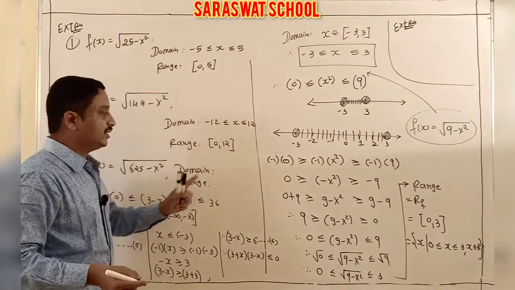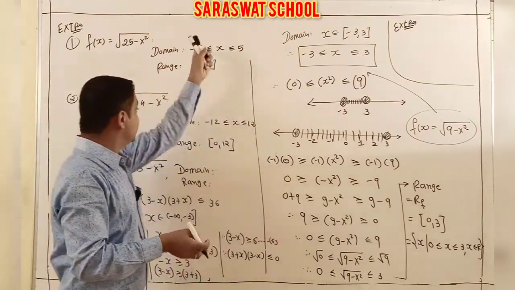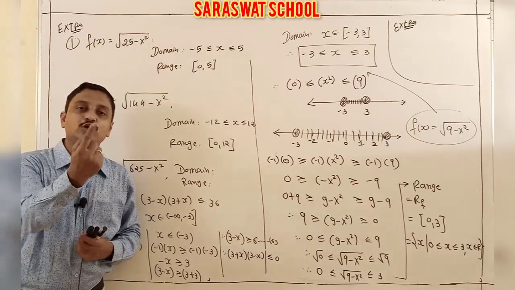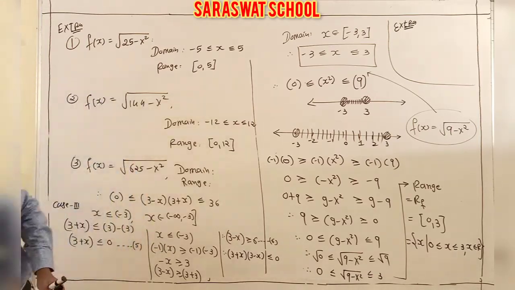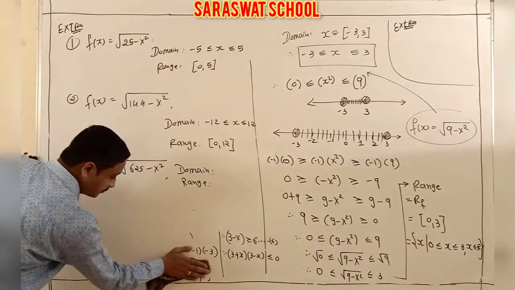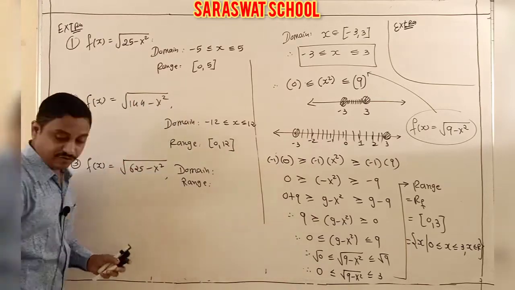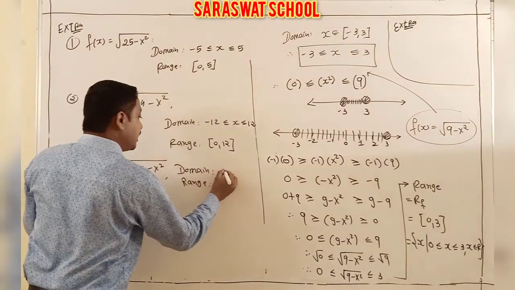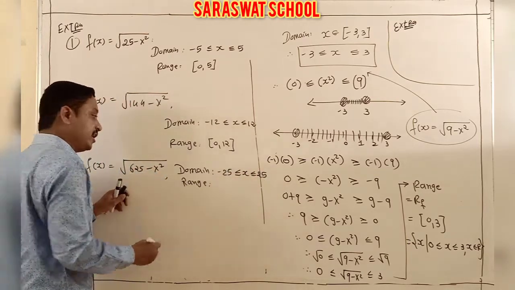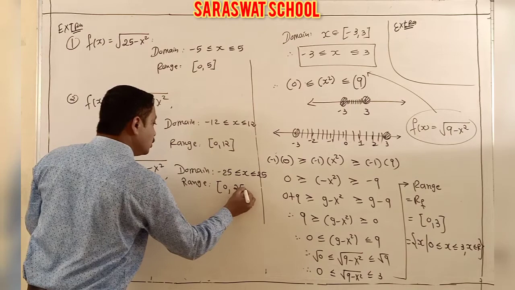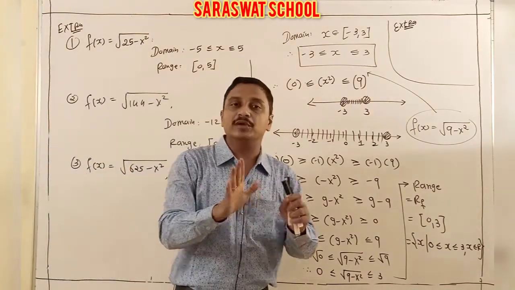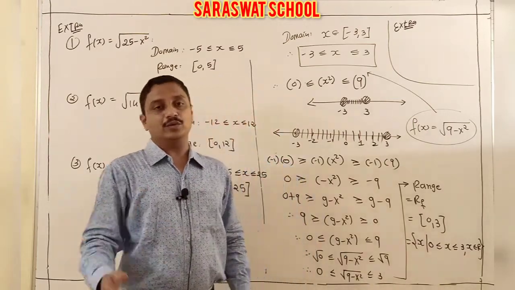After ending this sum, you must calculate these three sums for better practice, because only one numerical of that type is given in your textbook. So can you judge what is the answer for this third question? Yes, the answer is ready. Domain is minus 25 to plus 25 and range is close bracket 0 to 25. Actually this is taking the square root, and here students this numerical is happily done. Now I go to the next one.